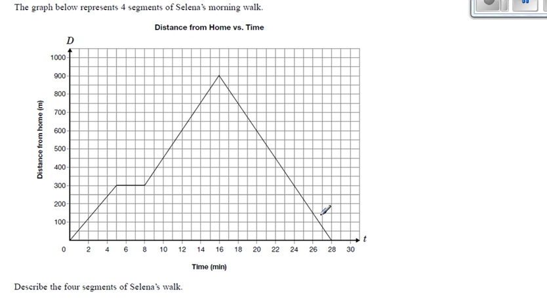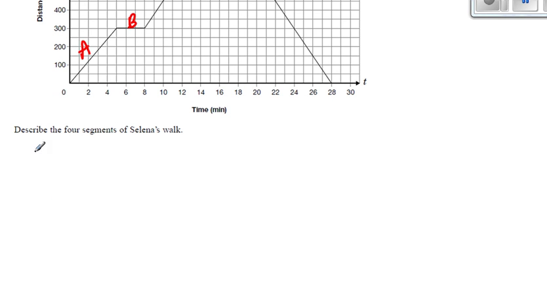The graph below represents 4 segments of Selena's morning walk. Describe the 4 segments of Selena's walk. So first I'm going to identify the segments because that way I can talk about them easier. So I'm going to call this A, B, C, and D. So looking at the graph, we're measuring time in minutes. And we're measuring distance from home in meters. So I'm looking carefully at the scale. Excellent. And I notice that Selena starts off at home. So section A starts at home.